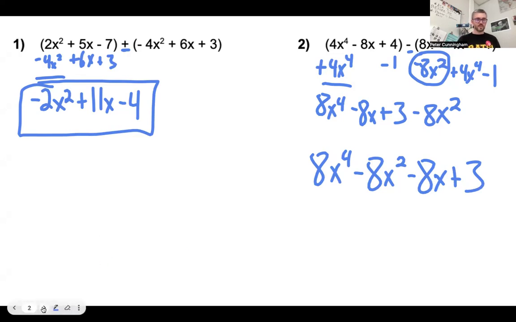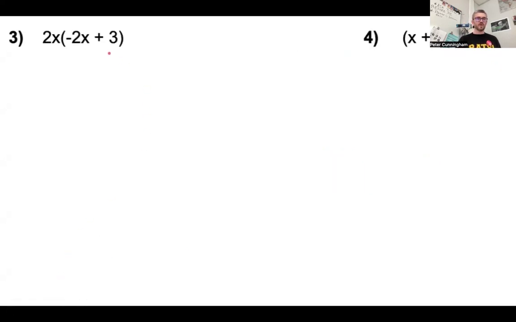Okay. Let's go with red. Box method, you can use box method, but when there's only one thing to distribute, I really don't usually use the box method. If you do, that works. 2x times negative 2x is negative 4x squared. 2x times 3 is 6, positive 6.